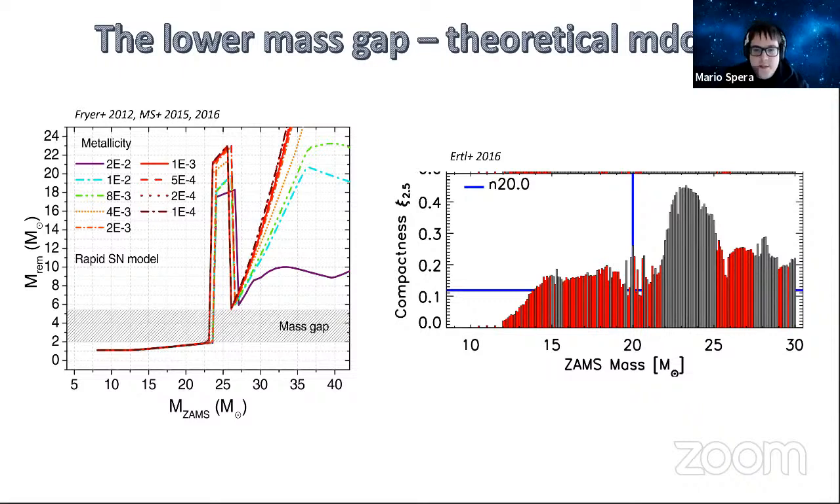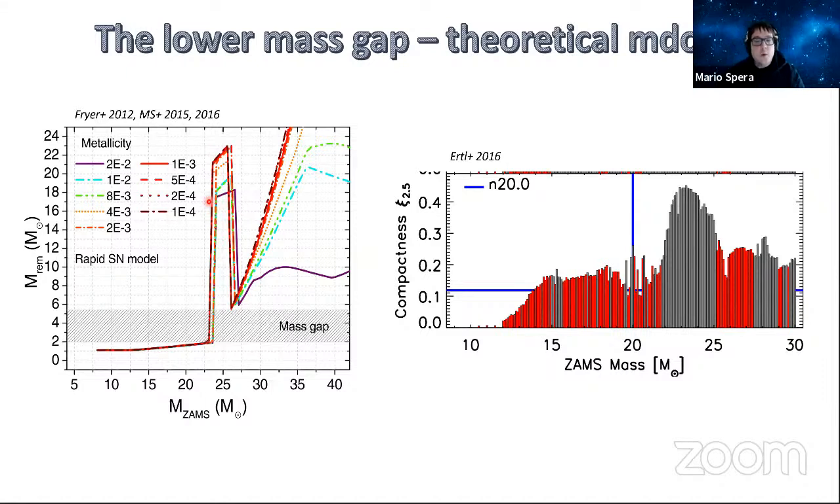One of these models is the so-called rapid supernova explosion model. This is called rapid because the instabilities that trigger the supernova explosion develop very rapidly, on the order of milliseconds. The rapid model is very sensitive to the internal structure of stellar cores. Stars with zero age main sequence masses between, say, 22 and 27 solar masses develop very compact core structures that make the supernova engine fail. So basically, stars in this range collapse to form quite massive black holes.